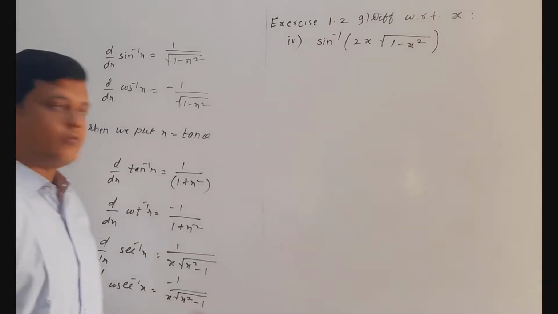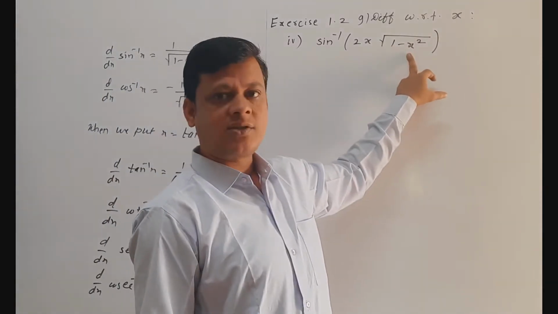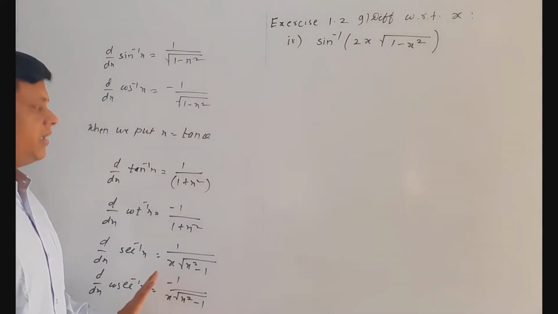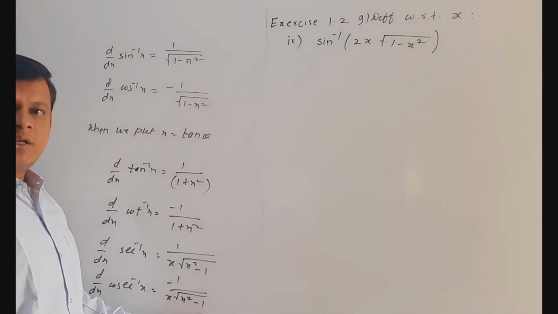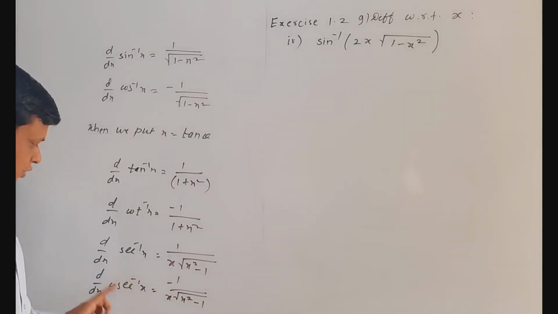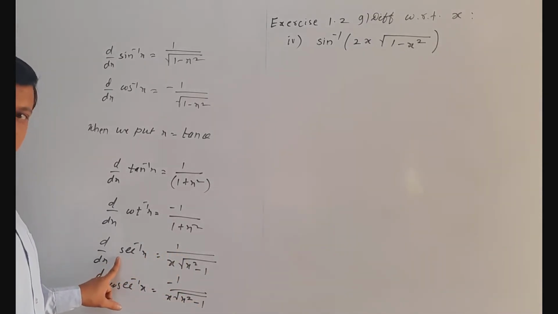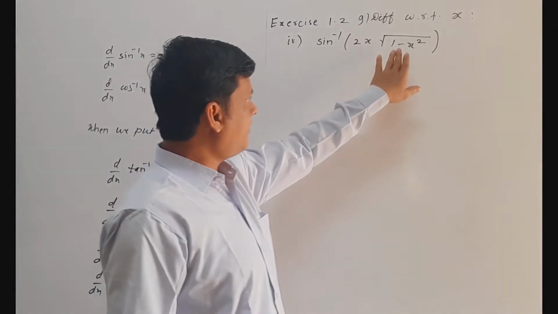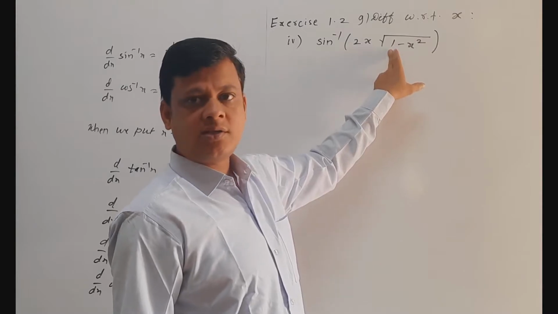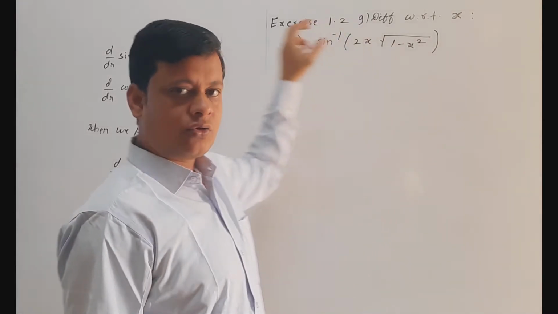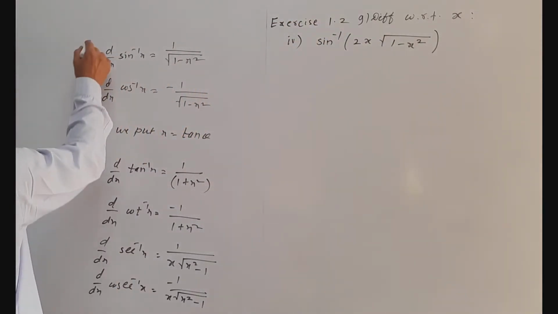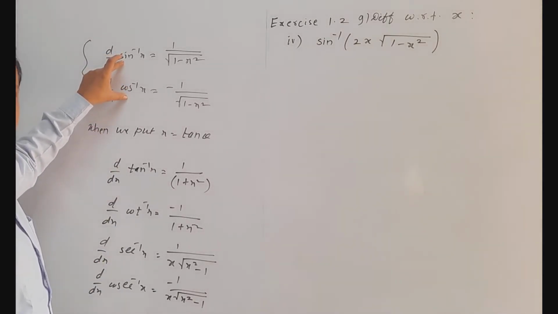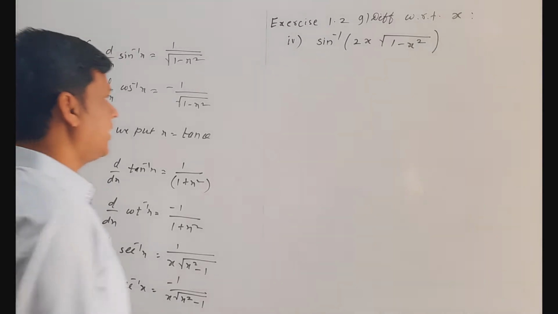So don't confuse 1 minus x square with x square minus 1 here. That means in an example, if x square minus 1 is given, at that time we have to put x is equals to sec theta or x equals to cosec theta. Here in our example, the value is in root 1 minus x square. So we have to put x is equals to sin theta or x equals to cos theta. So see the procedure here.